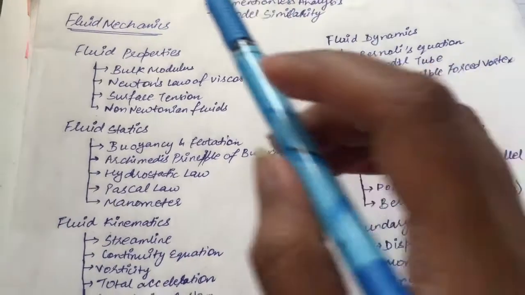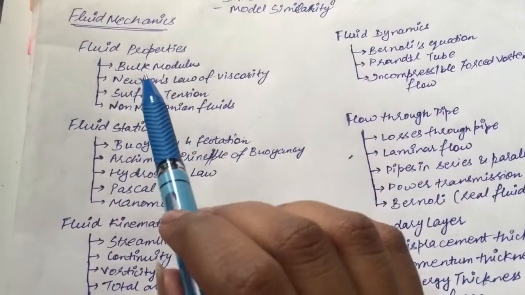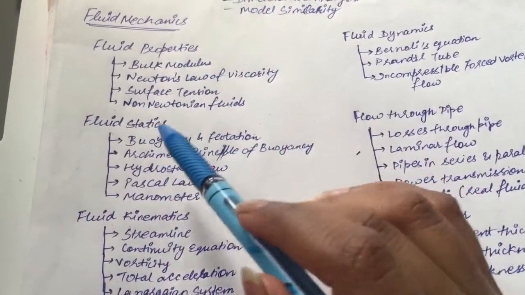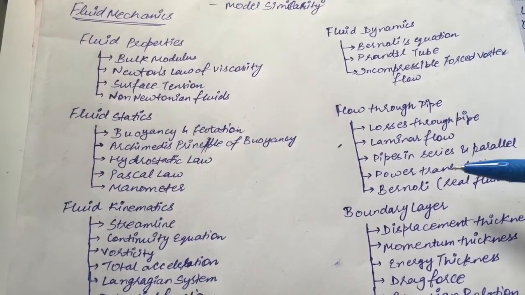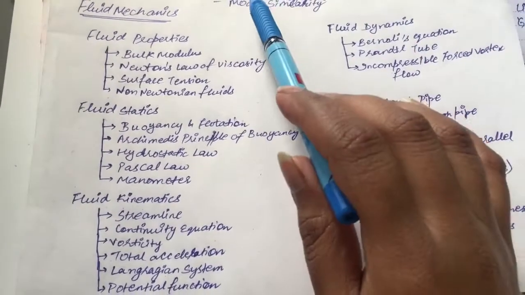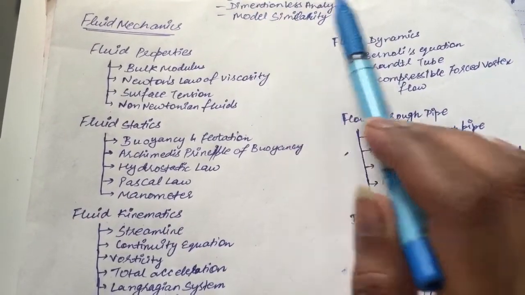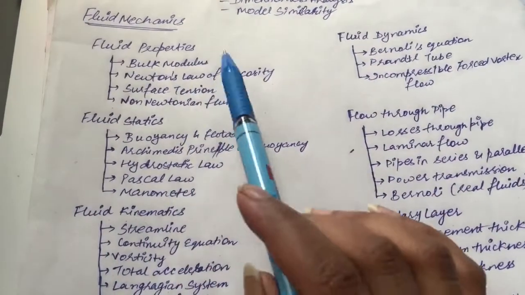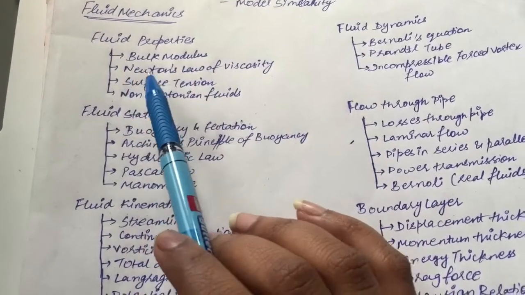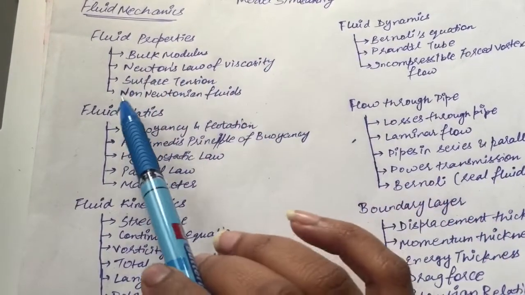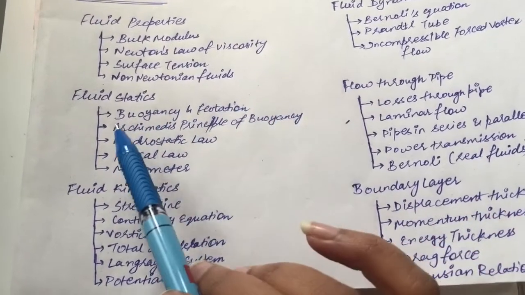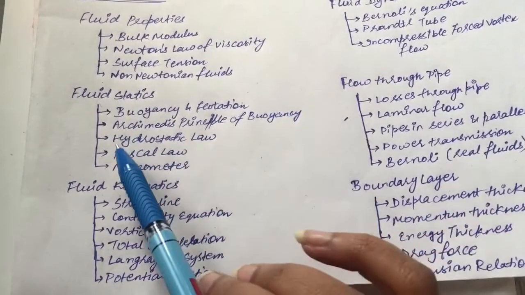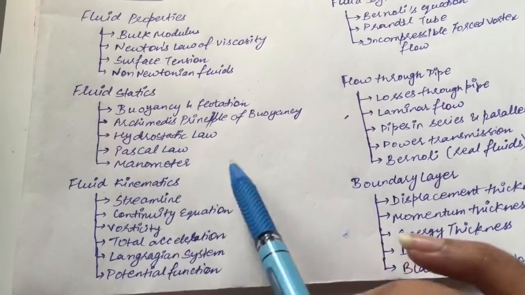First, we are going to discuss the syllabus of fluid mechanics. We have fluid properties, fluid statics, fluid kinematics, fluid dynamics, flow through pipe and boundary layer, dimensionless analysis and model similarity in fluid mechanics. In fluid properties, we have bulk modulus, Newton's law of viscosity, surface tension, non-Newtonian fluids. In fluid statics, we have buoyancy and flotation, Archimedes' principle of buoyancy, hydrostatic law, Pascal law, manometer.